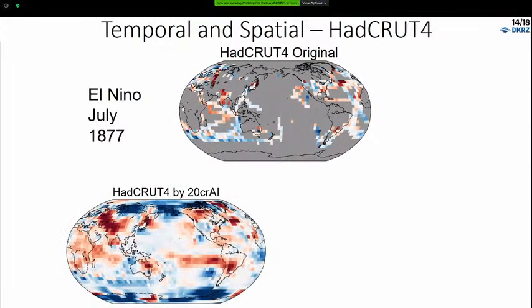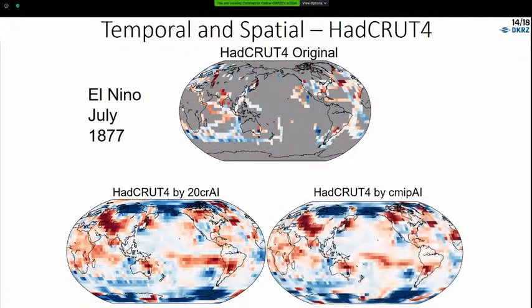And this is the reconstruction of the 20CR AI, which puts in a really nice signal close to, for example, Chile, where horrific rainfalls were detected in July 1877. So you see a clear warm pattern there, which could be El Nino induced. And by the other AI, we see a picture which is not as strong, for example, on the coast of Chile. However, you still see signals of something in between the pixels which are still there.